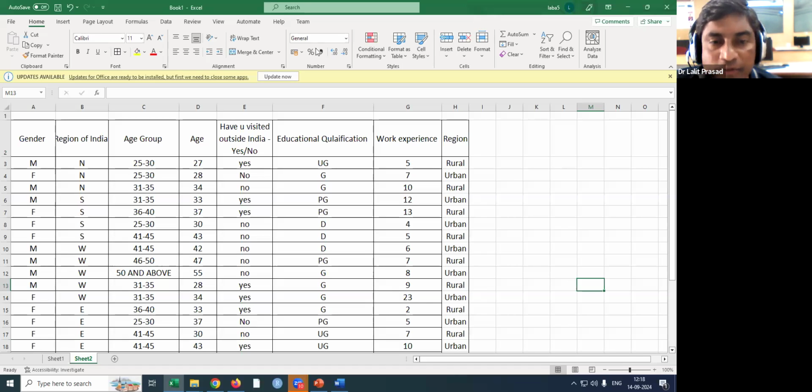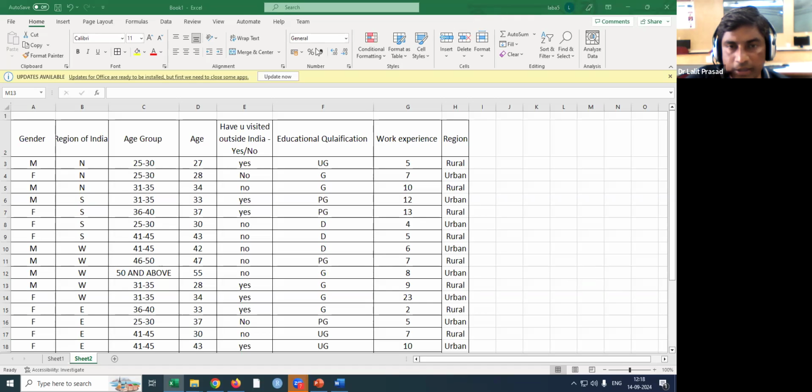So I have got some more answers, I think. Gender, nominal. Region, nominal. Age group, ordinal. Age, ratio. Yes/no, nominal. Ordinal, work experience, ratio.